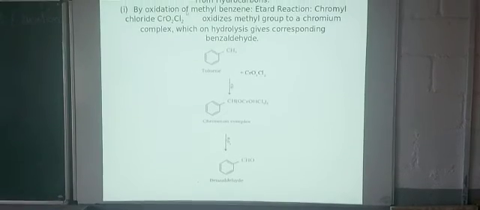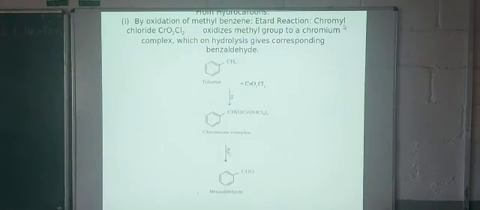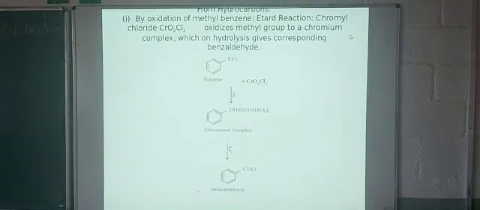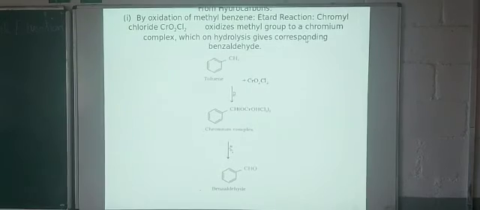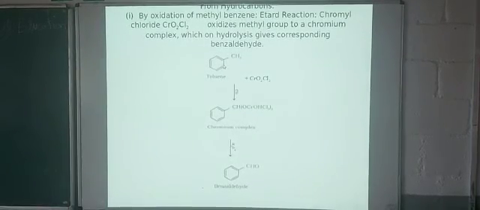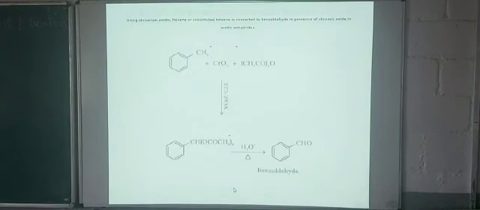By the oxidation of methylbenzene, Etard reaction. It is a very important reaction because in this reaction chromyl chloride CrO2Cl2 oxidizes the methyl group to a chromium complex, which on hydrolysis is converted into benzaldehyde. So this is the formula of toluene. Toluene is converted into the chromium complex and the chromium complex is converted into benzaldehyde.